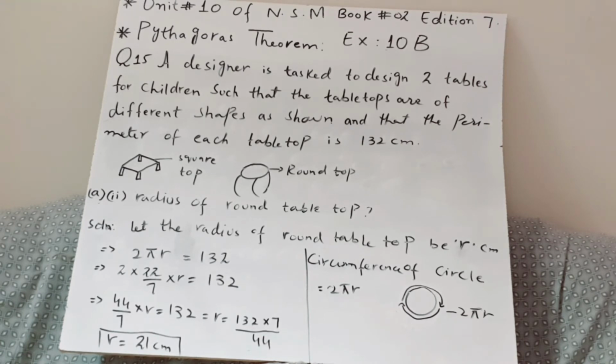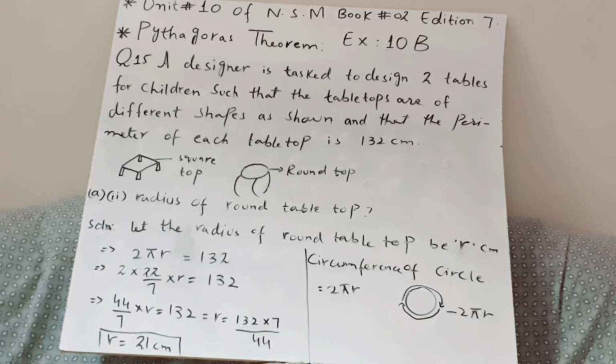We know that when we are talking about a round tabletop, we are talking about a circle. The perimeter of the circle, which they have given as 132, is actually the length of the outline of the circle. And by construction we know the circumference of a circle is 2 pi r, where pi is an irrational number.